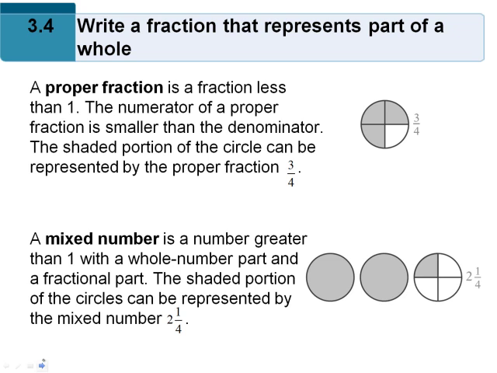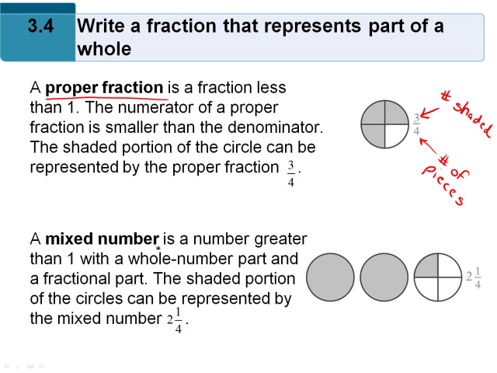The numerator is always going to be smaller than the denominator. So if we look at the circle here, first of all, the circle is cut into 4 pieces, so that's where we get the denominator. That's the number of pieces that it's cut into. And then the numerator always represents the number that is shaded, that we're considering. So 3 of the 4 is shaded, so the shaded portion is represented by 3/4. So for a proper fraction, make sure you realize that it's a fraction less than 1, okay?